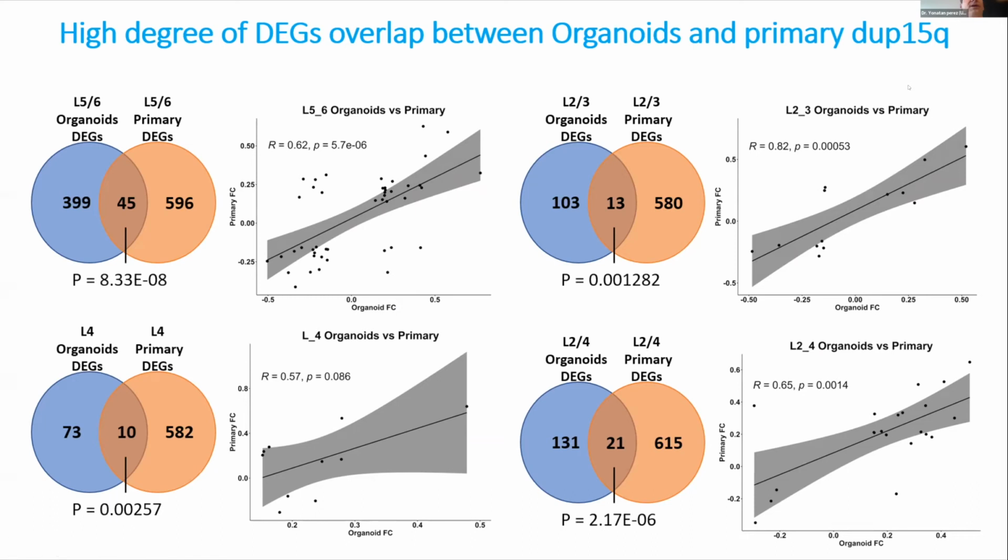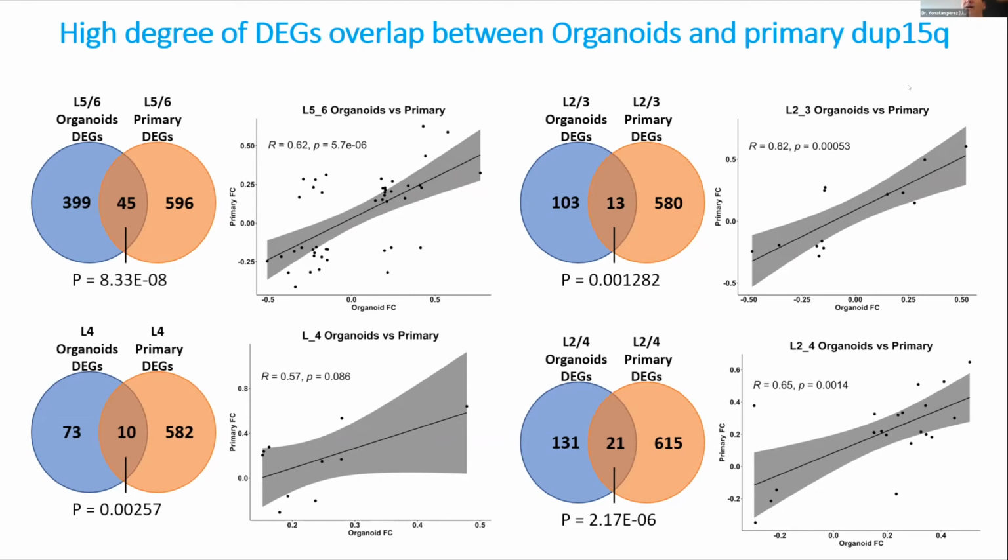We then wanted to see what the degree of convergence is between differentially expressed genes in excitatory neurons from organoids and their corresponding cell type in primary tissue. These Venn diagrams show differentially expressed genes for specific neuronal cell subtypes and the corresponding cell in primary tissue. The p-value is a hypergeometric p-value showing the chance for such an overlap to occur by chance. To the right of each Venn diagram is a Pearson correlation plot showing the degree of correlation of the overlapping genes.